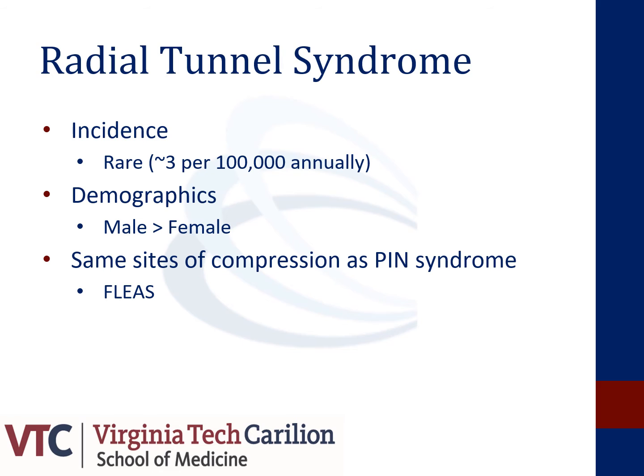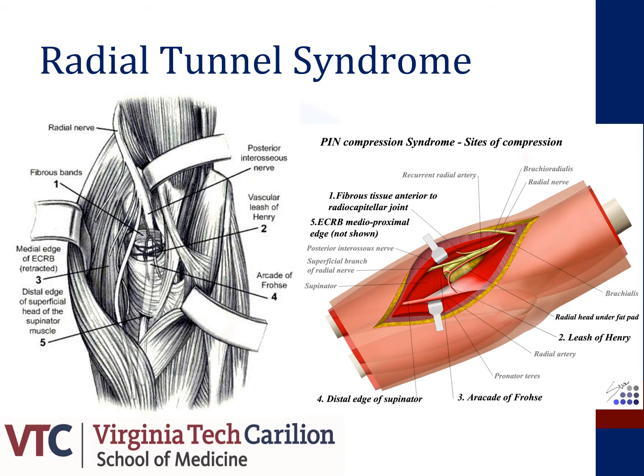Its boundaries are the following: laterally, the brachioradialis, ECRL, and ECRB. Medially, the biceps tendon and brachialis. The floor is the capsule of the radiocapitellar joint. The areas of compression have the mnemonic of FLEAS, which we will go into subsequently. These images below are representative of the compression sites associated with radial tunnel syndrome and PIN syndrome. They go with a mnemonic of FLEAS.